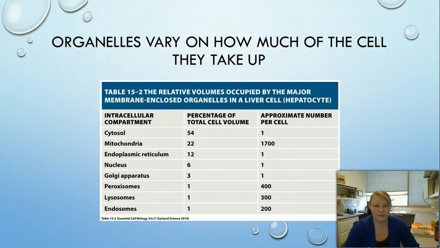And as you know, we have one cytosol, one nucleus, one endoplasmic reticulum, one Golgi, but all these other ones, we have a ton of them within the cell. And it's important to understand how much space they take up based on that. So remember, those somes, the peroxisome, lysosome, and endosomes, are really small, but we have a ton of them, but they still take up very little room in the cell compared to some of the other organelles we've talked about.